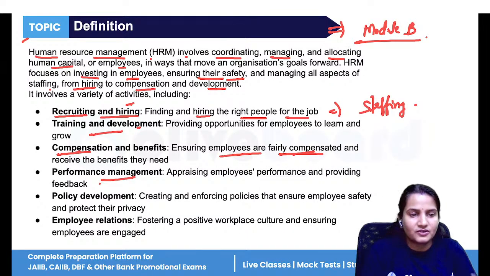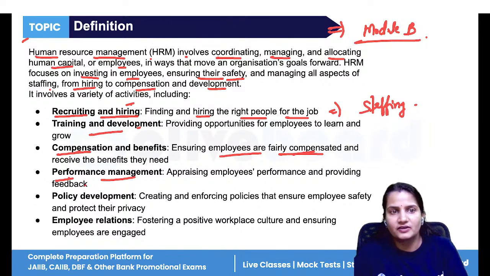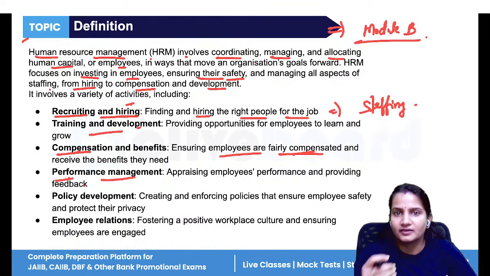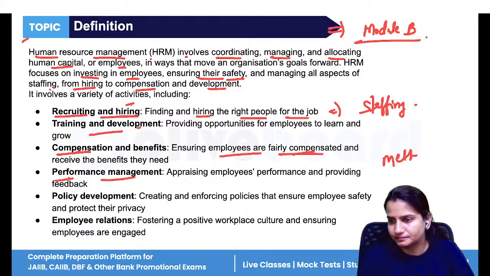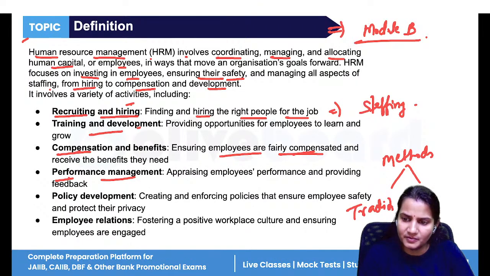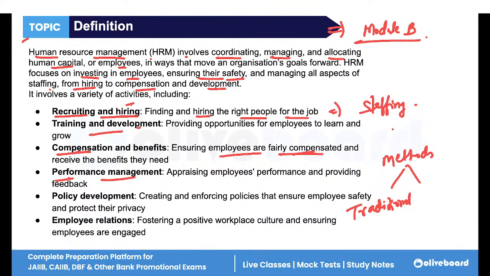Then after that, performance management. So performance management is when your employees have worked, then it's time that you have to give them appraisal. So how will you do the appraisal of that candidate? You will apply different methods. So we have some traditional methods also, and we have some modern methods also. So with these methods, you will do the appraisal of the candidate.